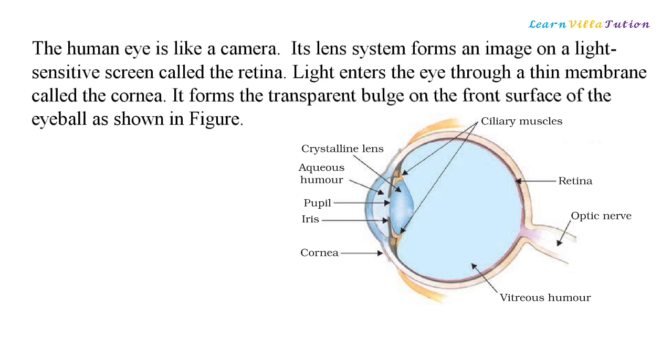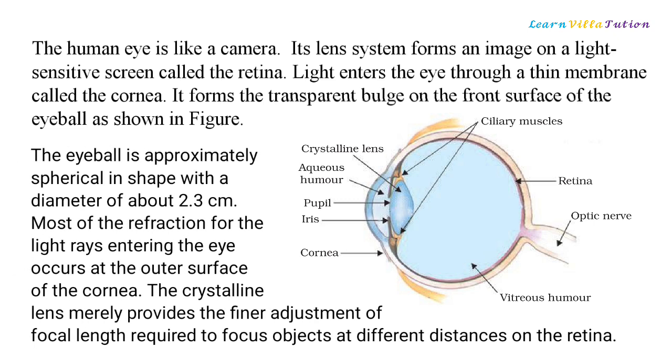The human eye is like a camera. Its lens system forms an image on a light-sensitive screen called the retina. Light enters the eye through a thin membrane called the cornea. It forms the transparent bulge on the front surface of the eyeball as shown in the figure. The eyeball is approximately spherical in shape with a diameter of about 2.3 centimeters.